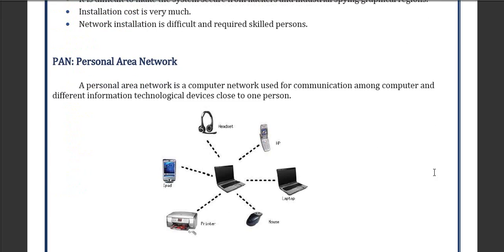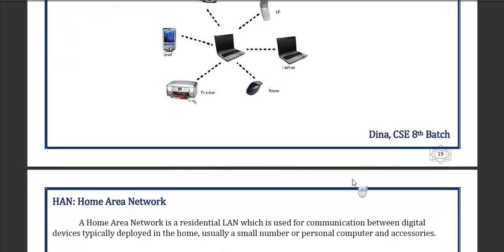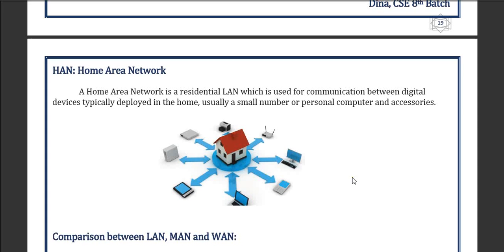Here we have a network which is called PAN, meaning the personal area network. If you are in a room and you need to build your own network, your laptop, mouse, PC, headphones, cell phones and printers connected with your personal PC is known as a personal area network, or PAN, which is a very small network. Now we have HAN, which is a home area network, which works in your home area only.